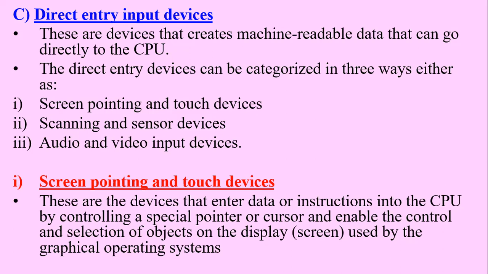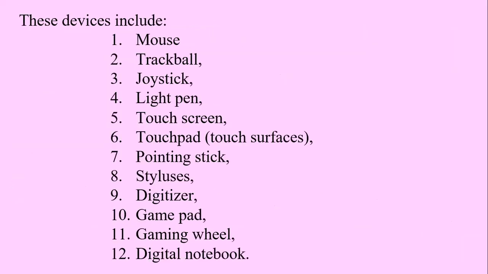What are screen pointing and touch devices? These are the devices that enter data or instructions into the CPU by controlling a special pointer or cursor and enable the control and selection of objects on the display, that is the screen, used by the graphical operating systems. These devices include mouse, trackball, joystick, light pen, touch screen, touchpad, pointing stick, stylus, digitizer, gamepad, gaming wheel, digital notebook.